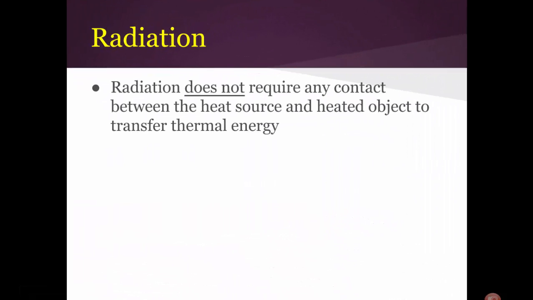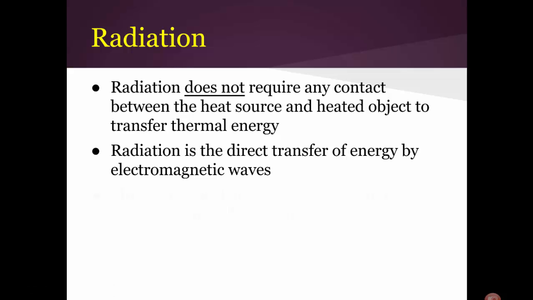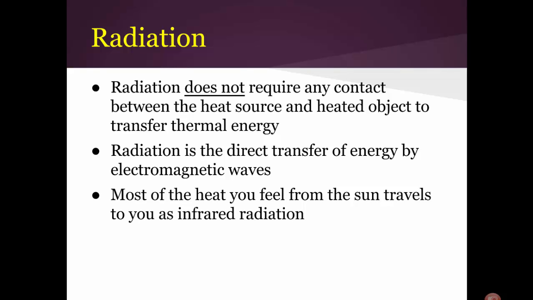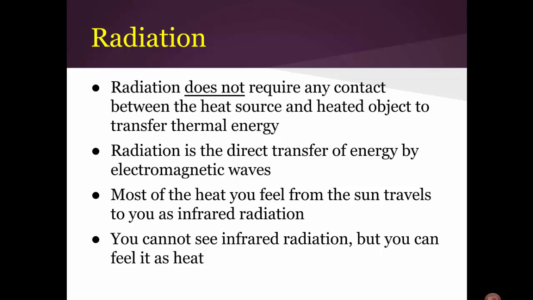Third form is radiation. Radiation, don't think of it as like radioactive stuff. Radiation is radiating heat. It does not require any contact between the heat source and the heated object to transfer the thermal energy, which is how the sun's energy can make it to Earth, because remember we said space is mostly empty, very few molecules or atoms, so there's no way for it to transfer energy unless it uses radiation as a heat transfer. Direct transfer of energy by electromagnetic waves, and most of the waves that we get here on Earth that we feel are infrared radiation.